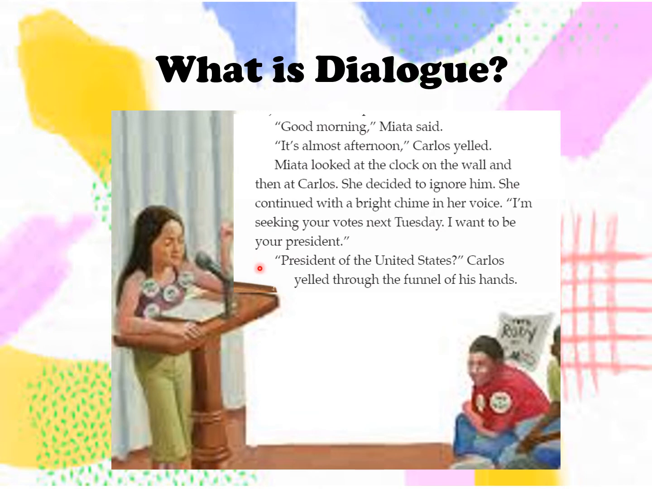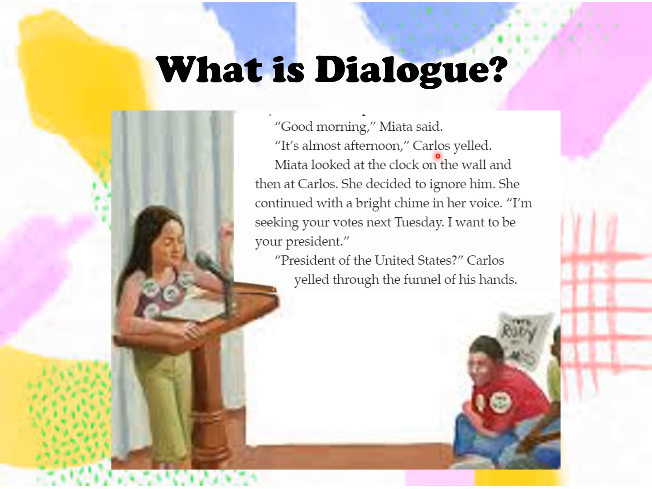Now, how do we write a dialogue? Let's dissect the anatomy of a dialogue. Recall your lessons about direct speeches and using quotation marks. When we write dialogues, we have to enclose the exact words that the character said using the open and close quotation marks. And also we have to use the comma so that we can separate the words that the character said from the name of the character.